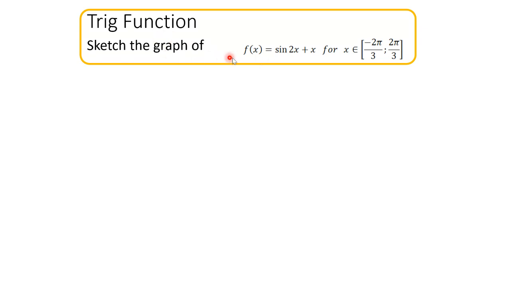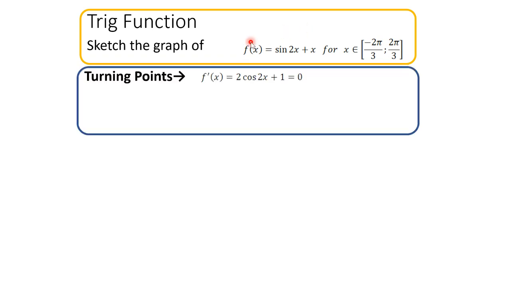Okay, so let's say I'm sketching the graph of this function here that has a trig function mixed with algebra. You can see there's no tan, so there's no asymptotes, and there's no denominator, so it's not a rational function, so there are no asymptotes. So the first thing I'm going to do is differentiate to get my turning points. The derivative of sine 2x is cos 2x times 2, plus the derivative of x is 1. I make that equal to 0.